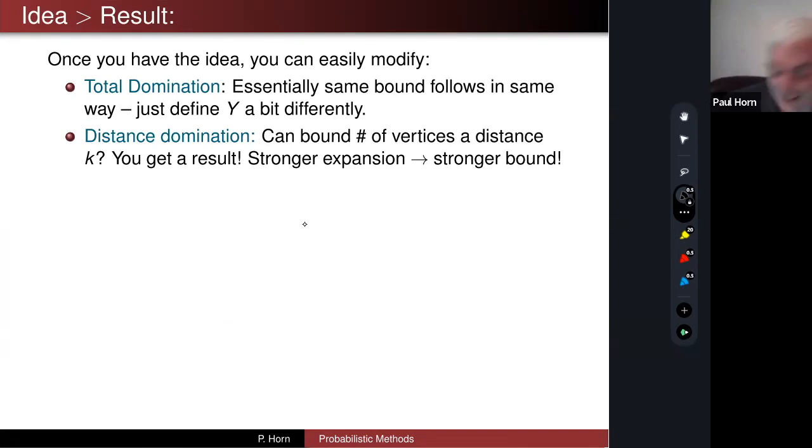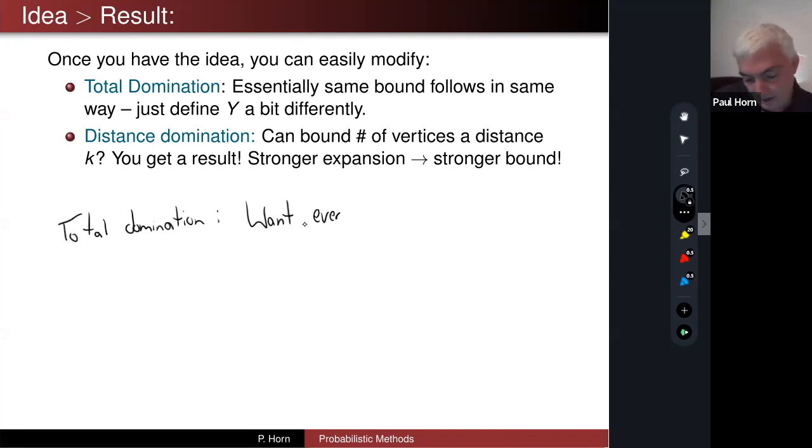When I wrote these slides, I thought perhaps Professor Henning would mention total domination, and he said he wouldn't mention it. But total domination, for instance, is that I want every vertex to have a neighbor in X.